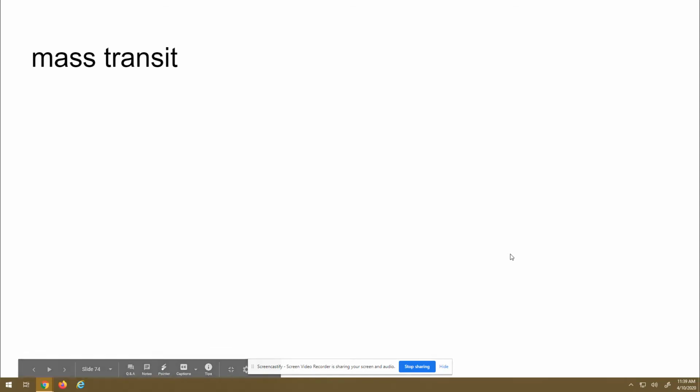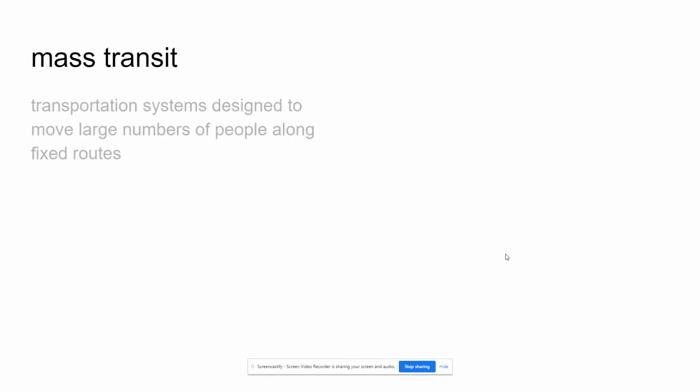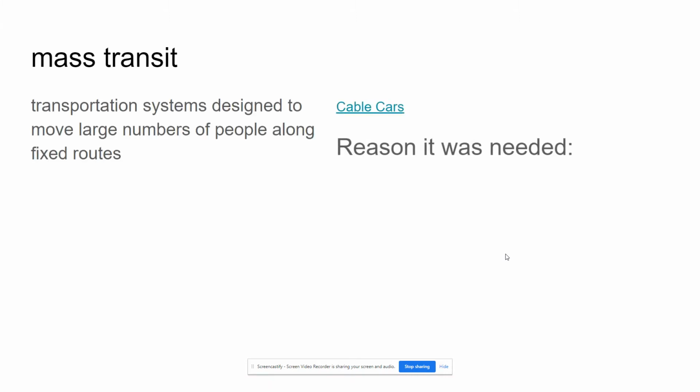Hey guys, this is urbanization number 3, and in this one we're going to look at a few of the other problems going on in the city. We're going to start off with mass transit and then move to a few other ones. What mass transit is, is transportation systems designed to move a large amount of people along fixed routes.